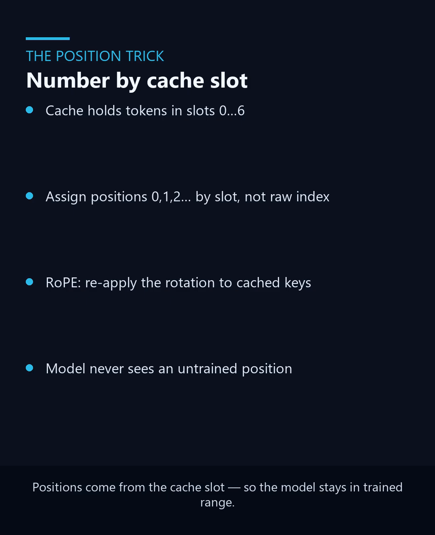Let us make the position trick concrete. Say the cache holds tokens in slots 0 through 6. To decode the next token, StreamingLLM numbers them by cache position 0, 1, 2, not by their raw index in the original document. For rotary embeddings, that means reapplying the rotation to the cached keys. It sounds fiddly, but it is exactly why the model never meets a position it was never trained to handle.